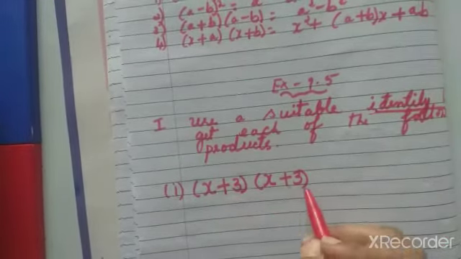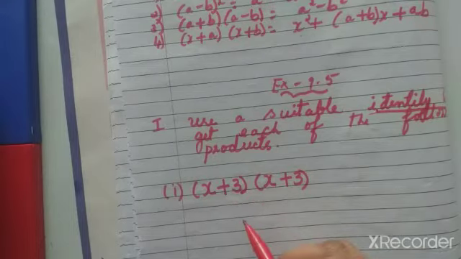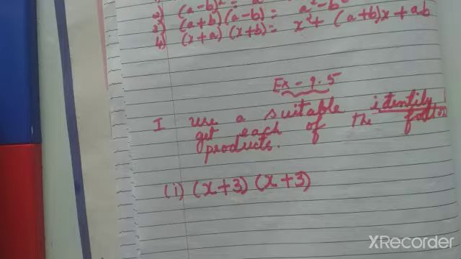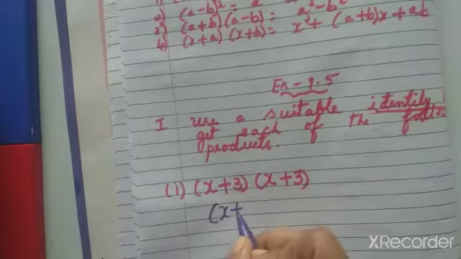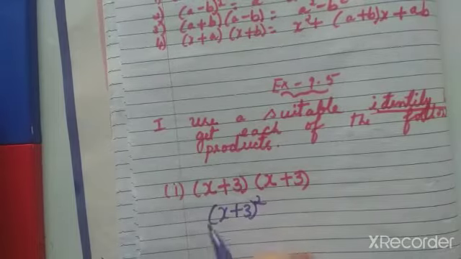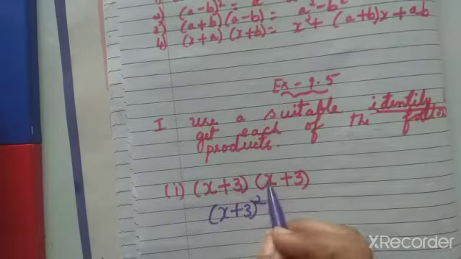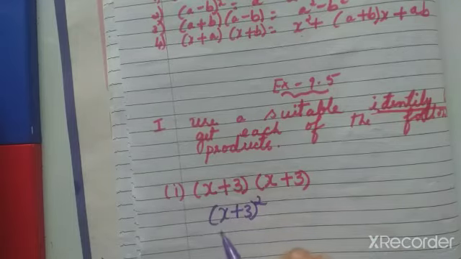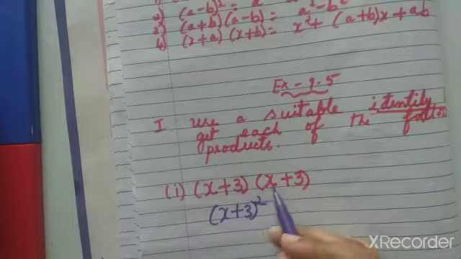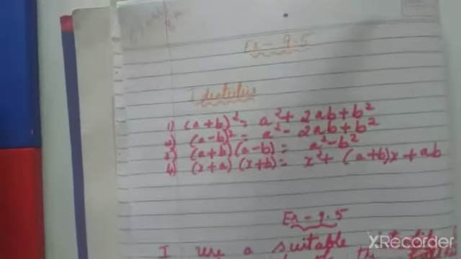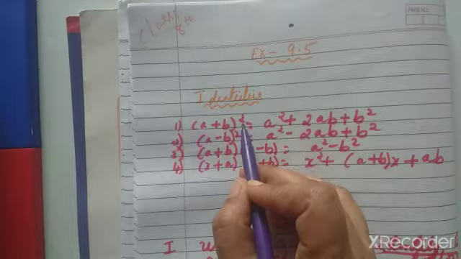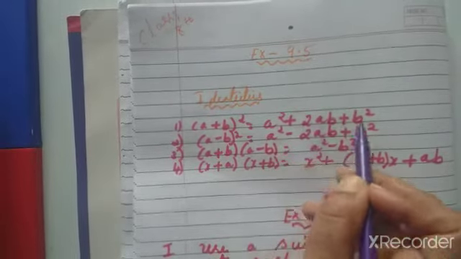In (x + 3) into (x + 3), both have the same variable and the same number. So we can write (x + 3) whole square. Numbers are same, variables are same and symbols are same, so we can write it as a whole square. In which identity can we try? Yes, this identity: (a + b) whole square equals a square plus 2ab plus b square.